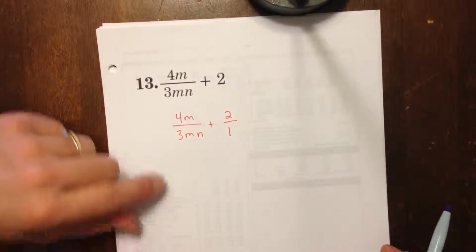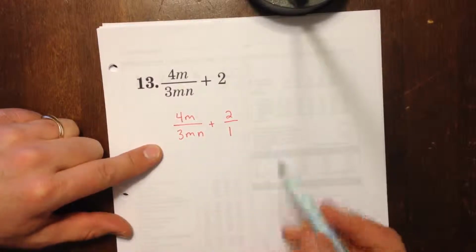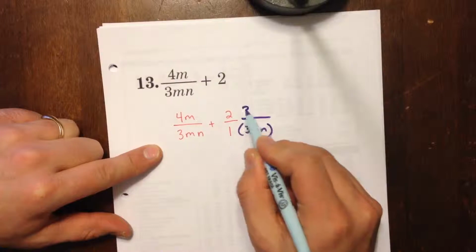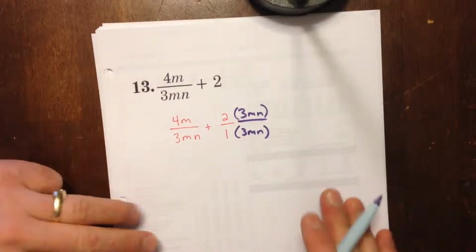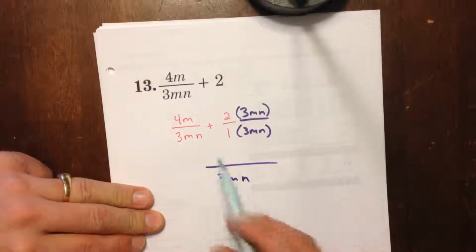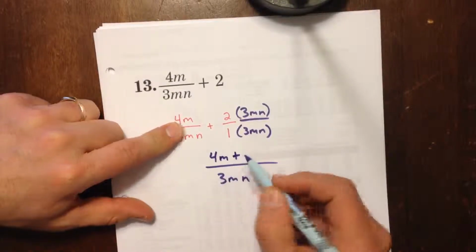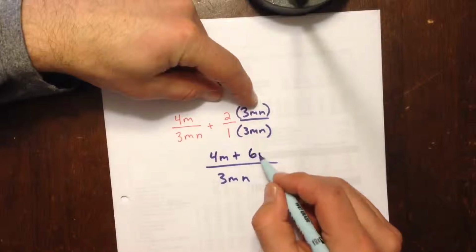Number 13. This one, I need 3mn on the bottom, so that's what I need to multiply by. So rewrite what we have. We obviously have 3mn on the bottom, on both bottoms, and then I have 4m plus 2 times 3mn is 6mn.